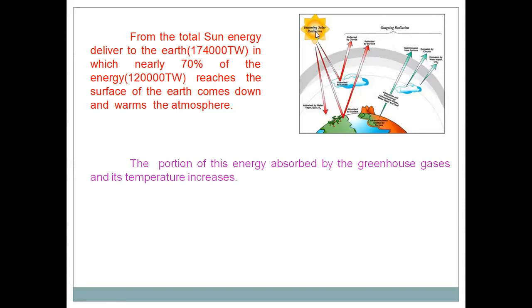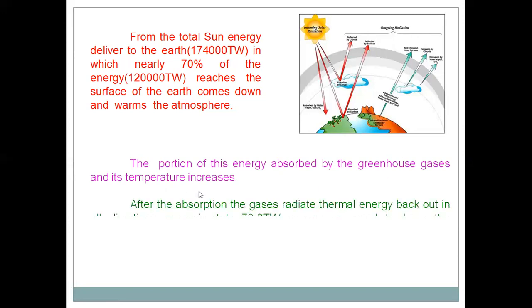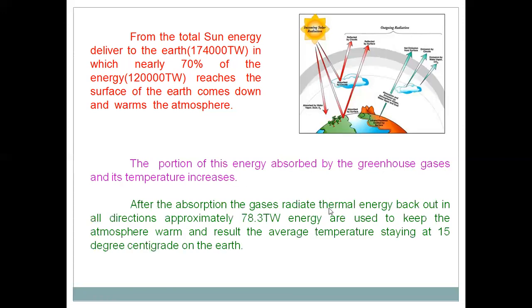We know the radiation is incident on the earth surface. In the atmosphere there are some greenhouse gases, we know carbon dioxide, nitrous oxide, nitric oxide, and sulfur dioxide, which absorb this solar radiation and increase the temperature of the atmosphere. After absorption, these gases radiate thermal energy back out in all directions.